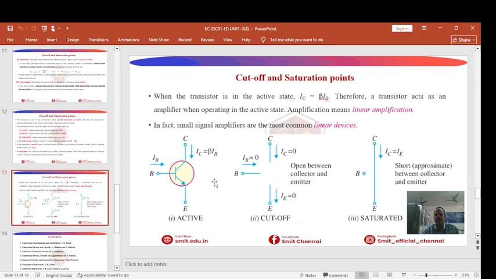This diagram depicts the first one as active, the next one acting as a cutoff, and the third one acting like a closed switch. So the third one is the on state, the second one is the off state, the first one is the active state. The first one can act as an amplifier, the second one can act as a cutoff switch, the third one can act as an on state switch. This transistor configuration provides a linear amplification of the input signal. That's why these small signal amplifiers are mostly classified as linear devices.